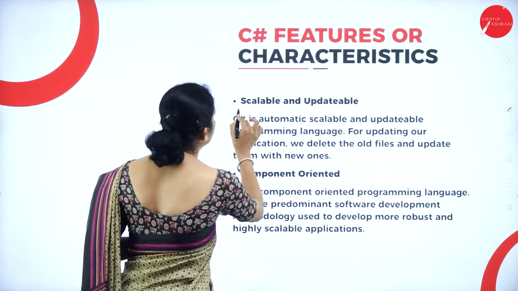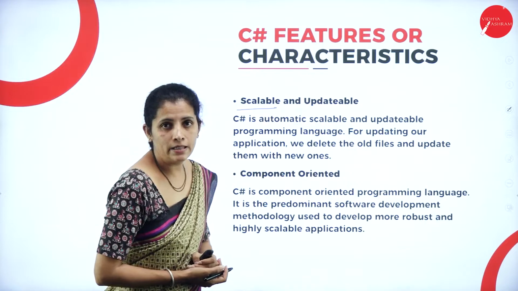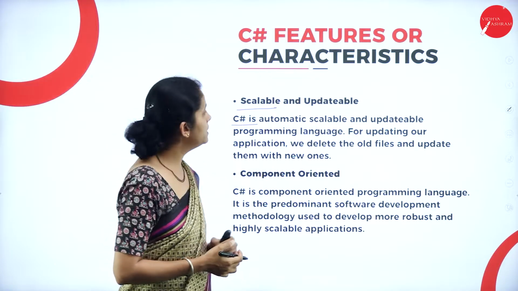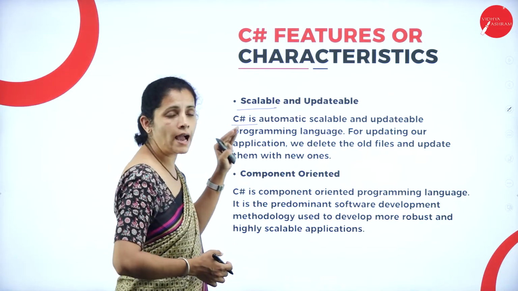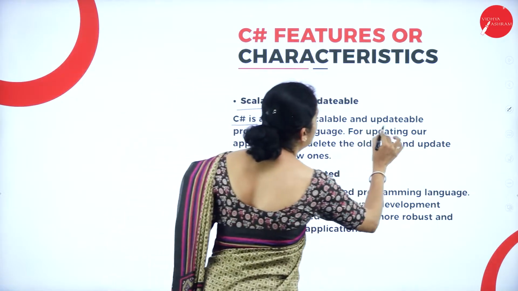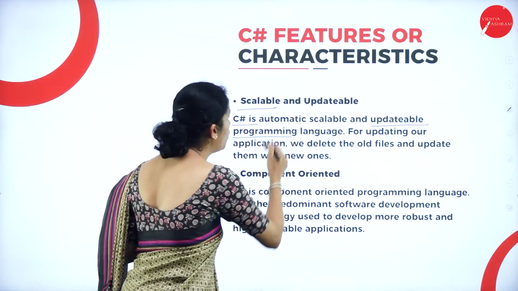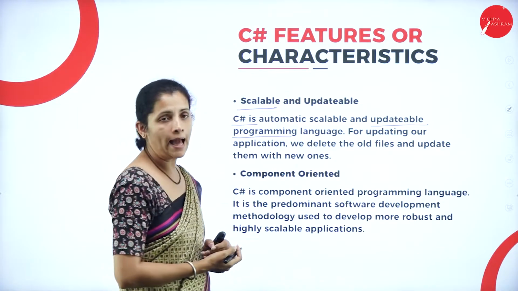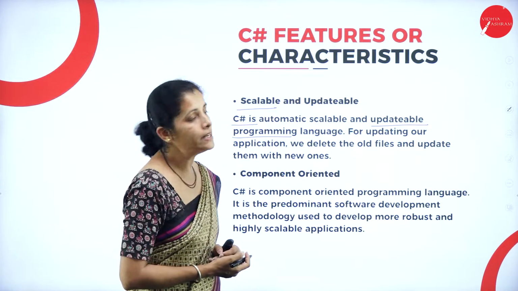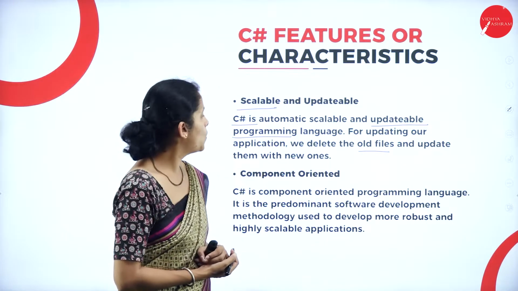Now, the next characteristic here is scalable and updatable. So C# is automatically scalable. That means it has the feature that it is going to scale up automatically. And updatable, that means it is going to update itself. Therefore, it is called an updatable programming language. For updating our application, we have to delete our old files and update them with the new ones.